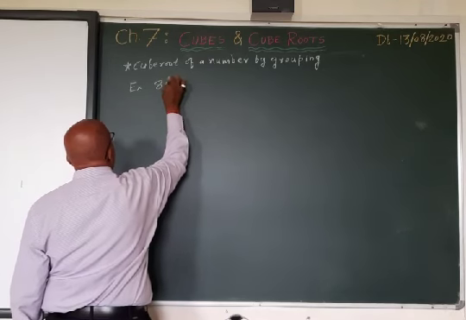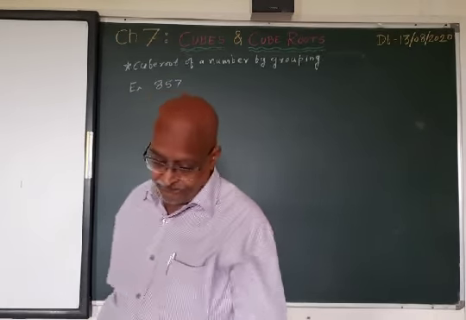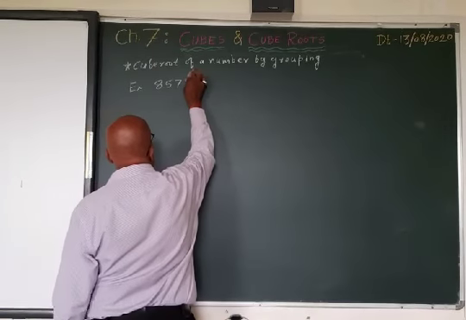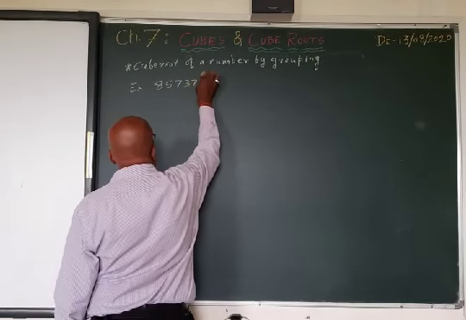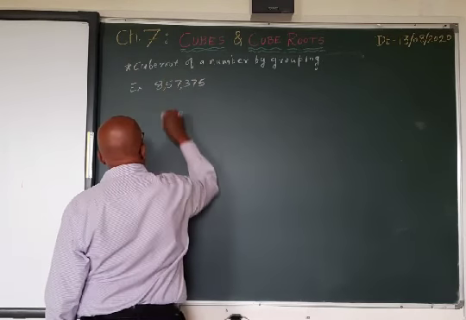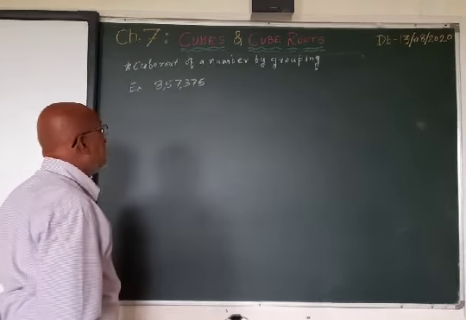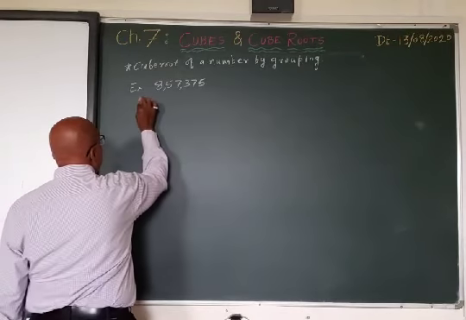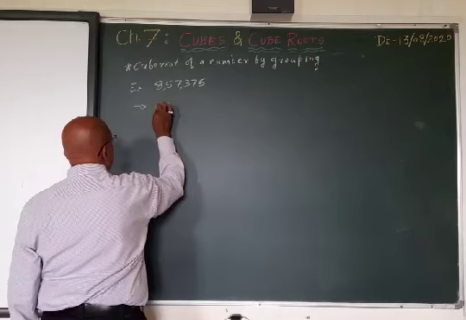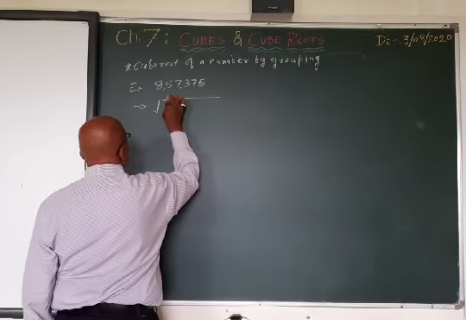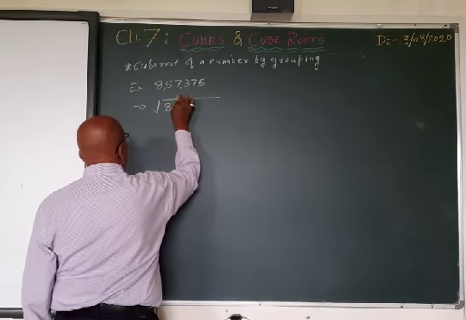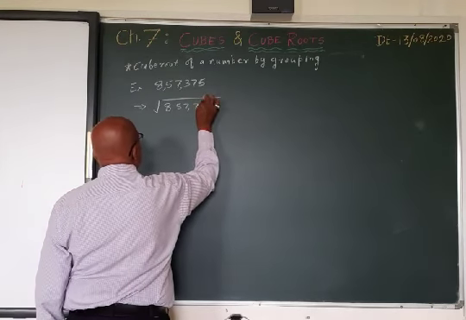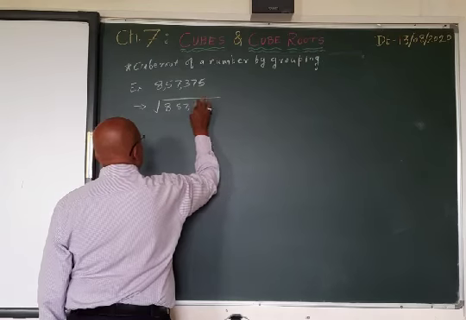857375. Now this number is 8,57,375. Now we have to find the cube root of this number.